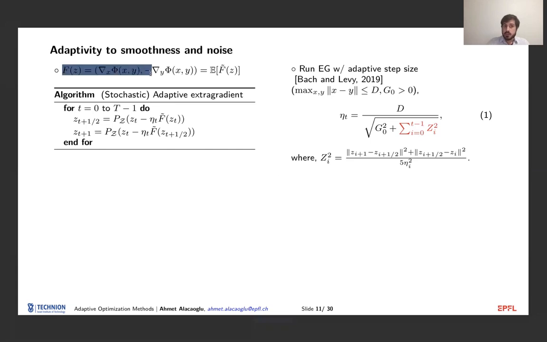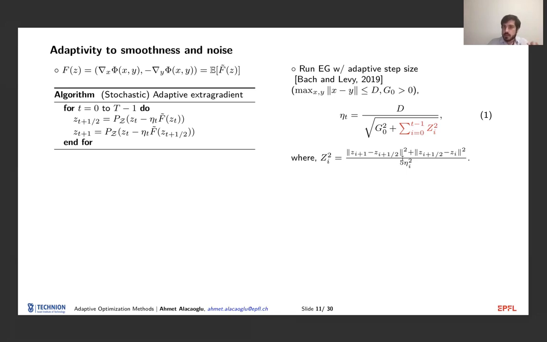Just as a reminder, I include the definition of f, which includes the gradients of the coupling function with respect to x and y. And f tilde will be the stochastic noisy versions of these gradients. The idea from Bach and Levy is to set the step size eta t in the following way. We have the domain diameter D in the numerator, and in the denominator we will have a constant G0 that we have to select, and we will accumulate, for iteration number t, all the occurrences of this capital Z_i until t minus 1. Capital Z_i will be a combination of iterate differences multiplied by the past step sizes. Now the definition of Z_i especially can seem confusing or complicated.